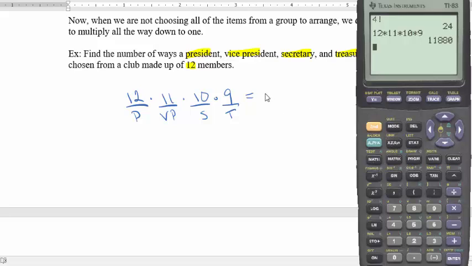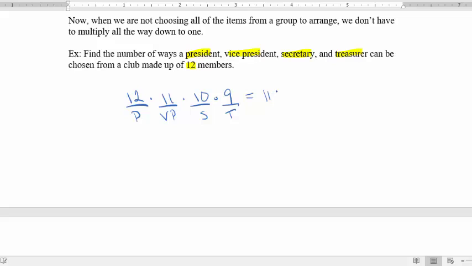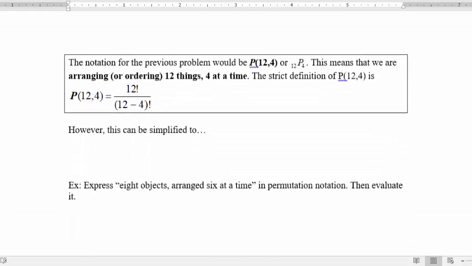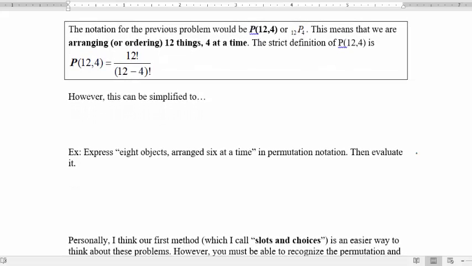So obviously there's a lot more possibilities here because not everyone's getting used. So 11,880 ways that you can choose those 4 positions from 12 people, right? That's a lot of ways. All right, so there is actually another way to write that in terms of a permutation.